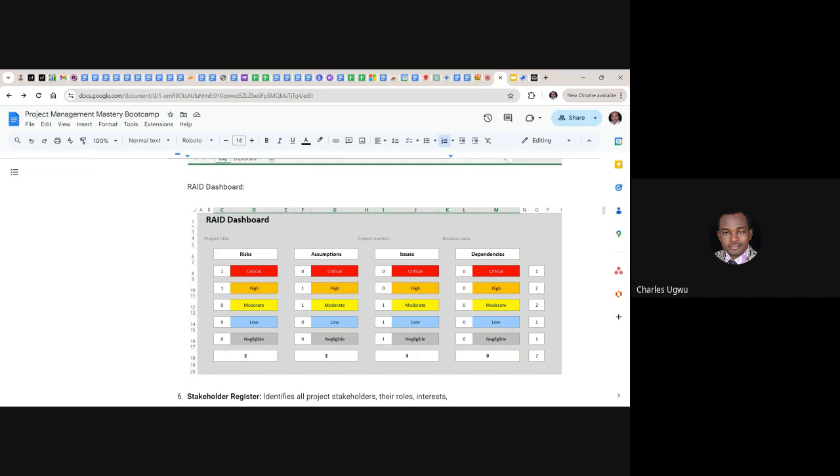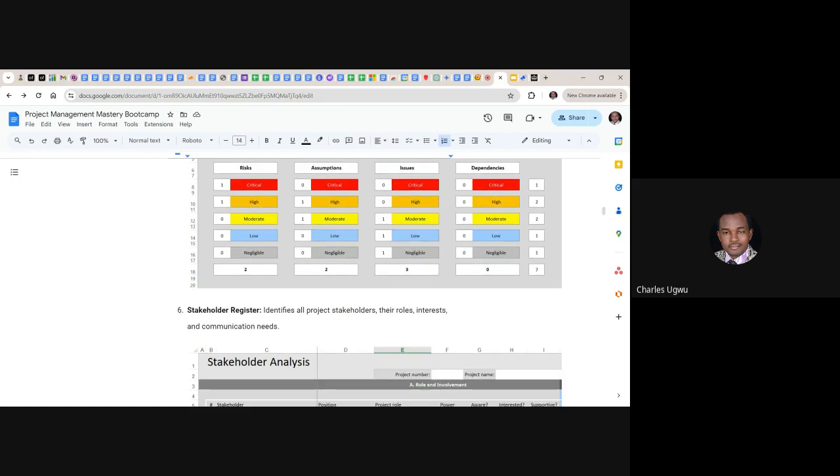If they are red, critical, then you know that there is a problem in your project. But looking at the risk log and you see there is no red, everything is low or negligible, then you know that yes, your project is in good hands. But if you are seeing amber and red, where amber is high and red is critical, then you have a lot of problems to address in your project as a project manager.